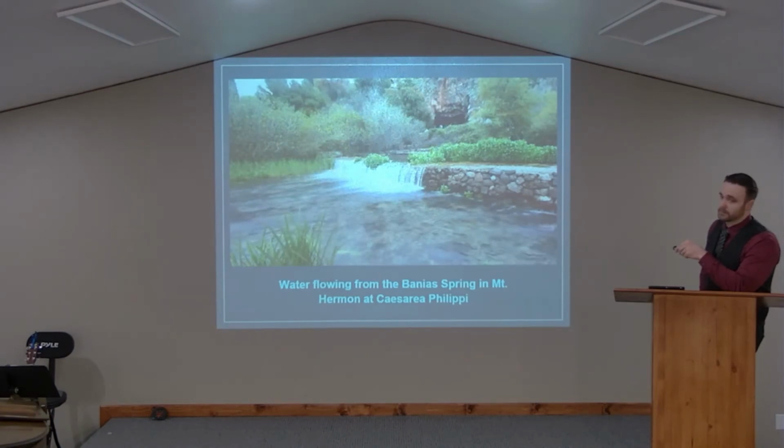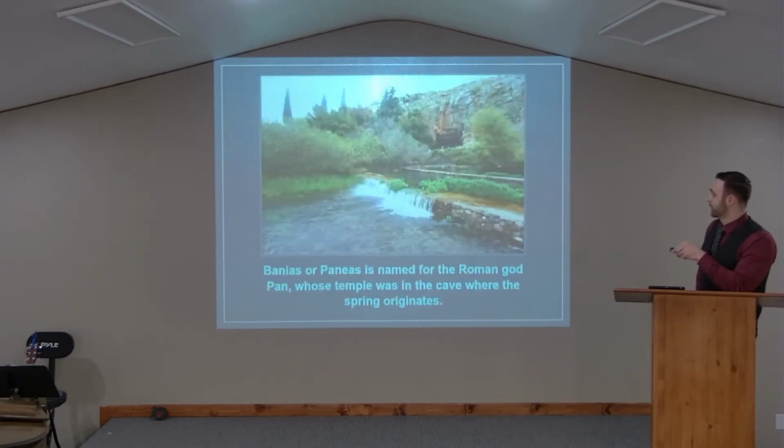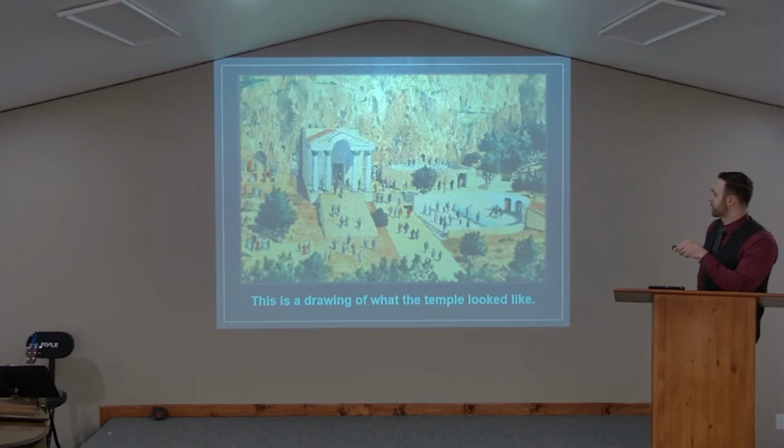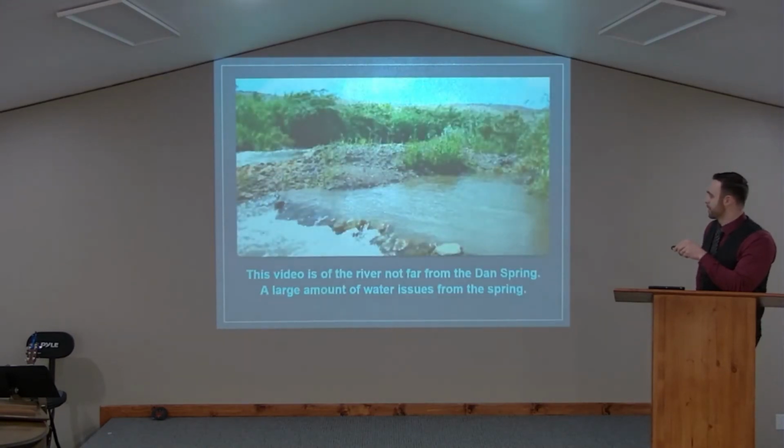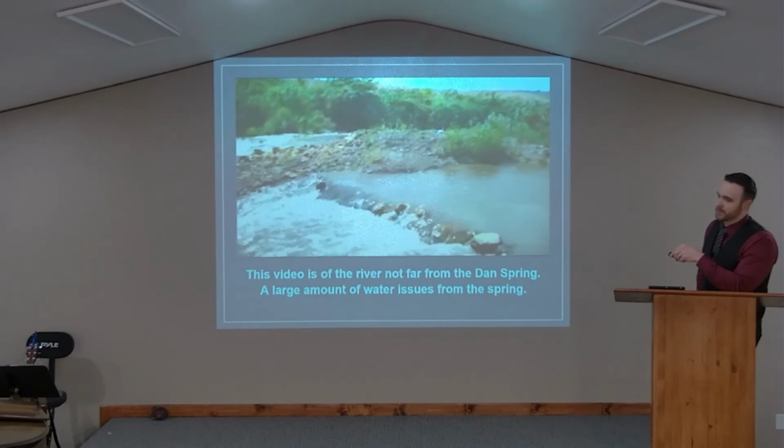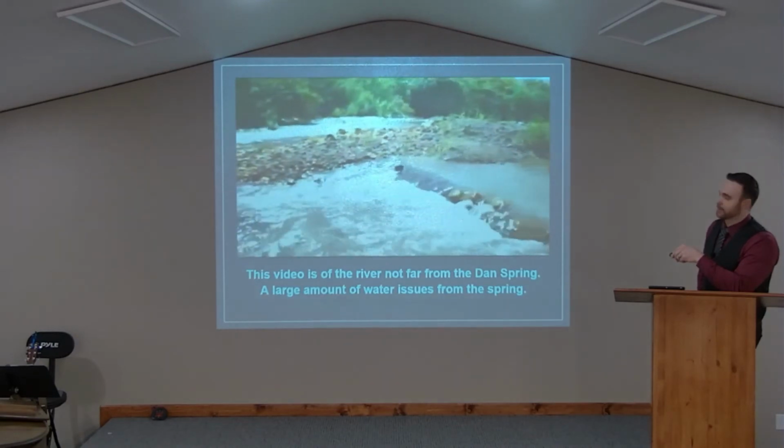Idol worship. It's named after the Roman god Pan, and there used to be a temple right here in this cave. That's roughly what it might have looked like. So this video is the Jordan River not very far from that spring. Notice how much water is coming out of that thing. It's a good sized river even at that point.